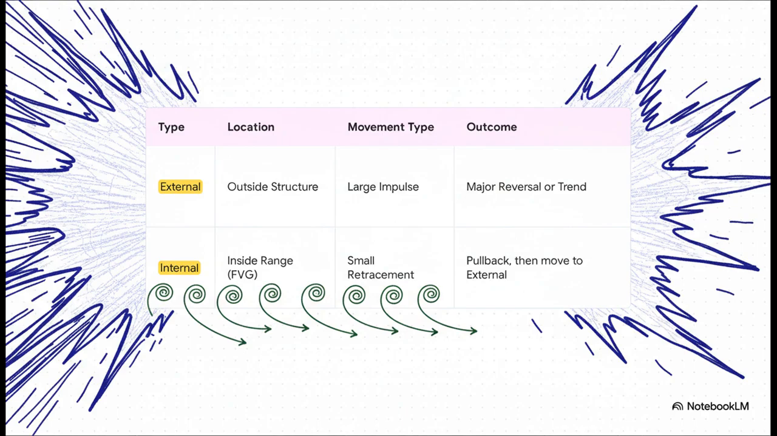This table really nails the difference. Just look at the outcome. External liquidity is where you see the huge impulsive moves, those major trend continuations or big reversals. Internal liquidity, that's about the smaller moves, the little pullbacks. It's the market taking a quick pit stop before it makes its next big push toward that external target.